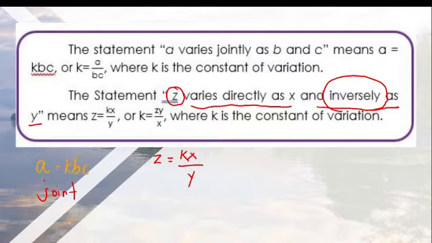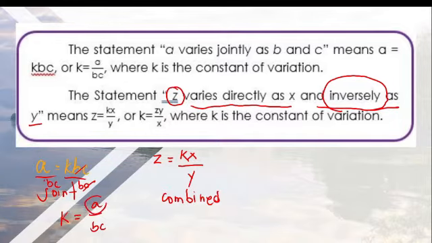In terms of getting the constant of variation, let's start with the joint. We divide both sides by what goes with k, that is B and C, so they cancel. So the constant of variation is now k = A over BC. That is the isolated variable over the two variables that go with k.